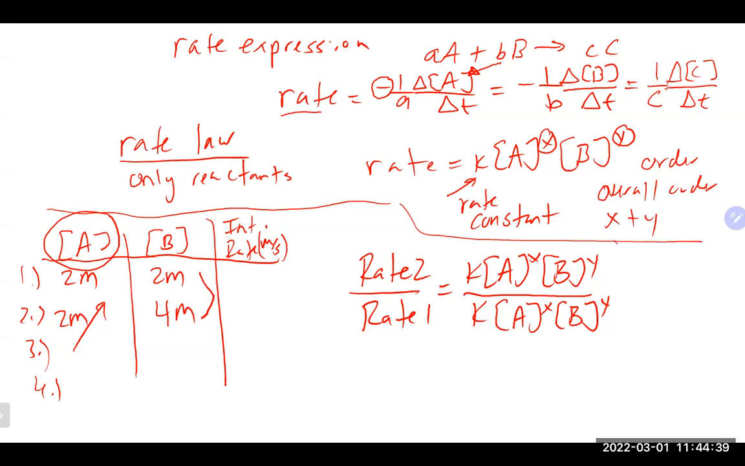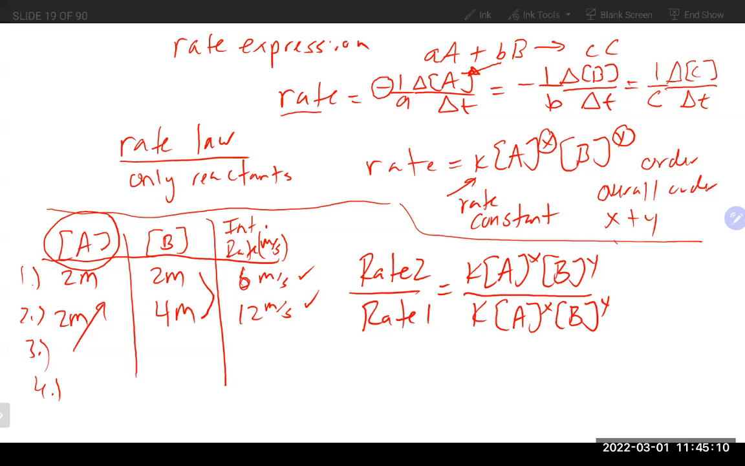And you would have rates associated with that. For example, we'll say this is 6 molar per second, and we'll call this 12 molar per second. If we chose these two entries, typically you want to take the larger rate up on top. You don't necessarily have to, but a lot of times it will give you nice whole numbers or make the math easier.